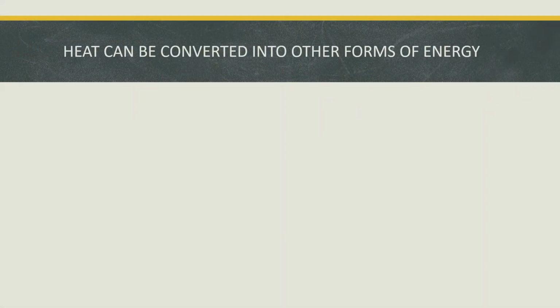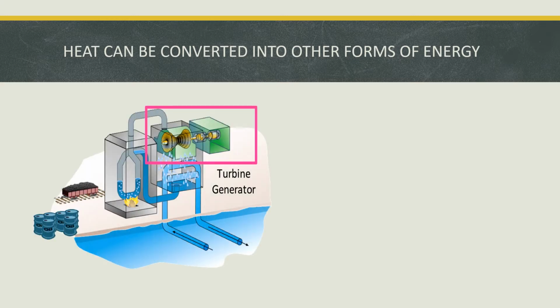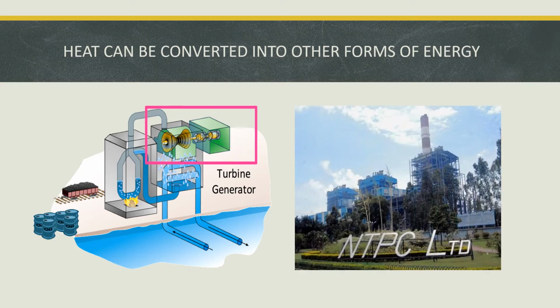Concept 2. Heat energy can be converted into other forms. Here you can see the picture of a thermal power plant. In thermal power plants, heat energy is converted into electrical power. Here, water is heated, turned into steam, and drives a steam turbine, which drives electrical generators. Hence, heat energy is converted into electrical energy here.